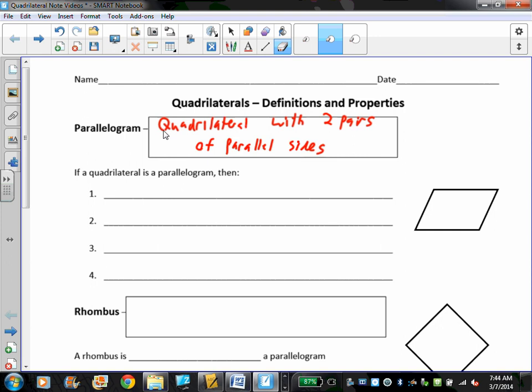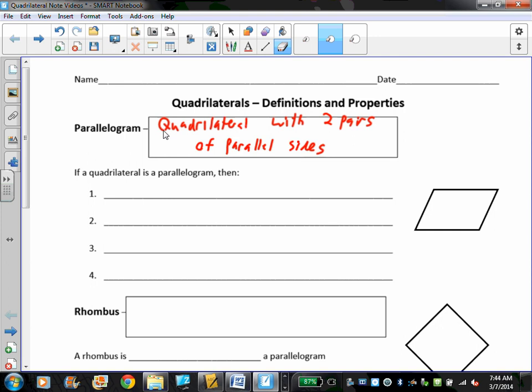If you want to draw in your own parallelogram, you may want to. There are going to be some special properties that parallelograms have that you may want to be able to mark down, which we're going to talk about right now. So, a few things that are true if a quadrilateral is a parallelogram.